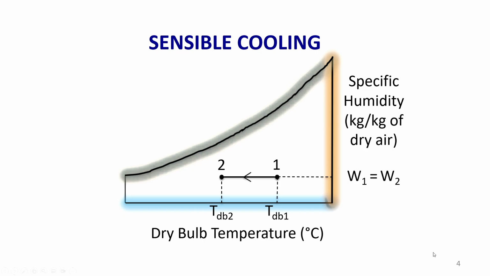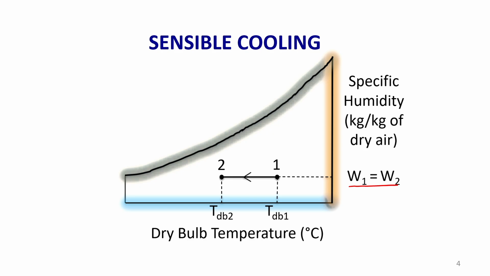So in both sensible heating and sensible cooling, the humidity remains constant. Let me underline this one. There is no change in specific humidity. Neither is moisture added nor is moisture removed from the air. This W value will change only when moisture is removed from the air, or moisture is added to the air. So these are the first two processes, sensible heating and sensible cooling.